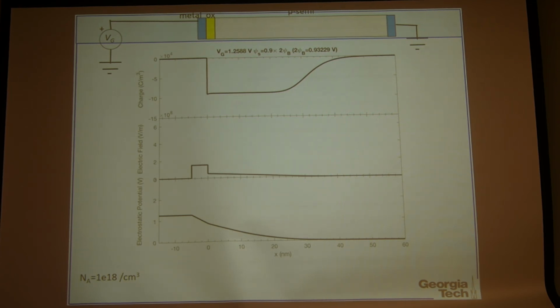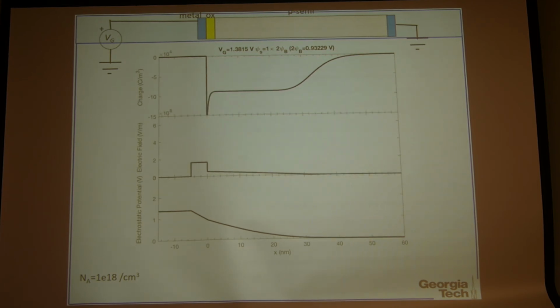Okay, so then the next one is where the magic will happen. You see what happened? Now this phi s equals 2 phi b. So this is a threshold condition. And you see what changes here. What is this? So what's this? Any idea? This is a charge.